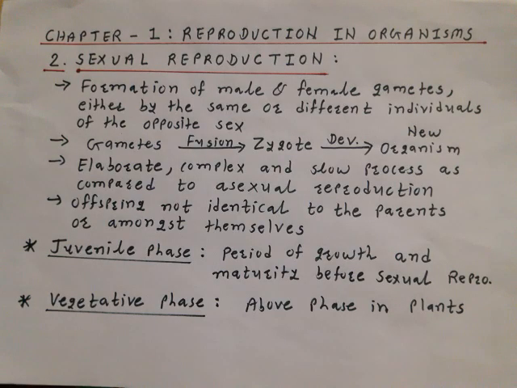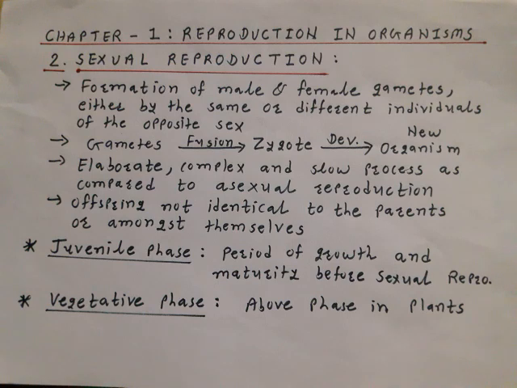Hello friends, in lecture 2 of chapter 1, reproduction in organisms, today we are going to study in detail about sexual reproduction: the various phases, processes and events involved during sexual reproduction. First of all, some features of sexual reproduction.